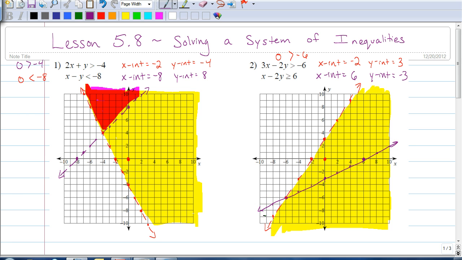Close enough. So again, I want to figure out which region it's going to be. It's either going to be in this one or it's going to be in this one. I don't know. So to figure that out, I'm going to pick a point not on the line. Again, (0, 0) isn't on the line, so I can use that. And I get the statement 0 is greater than or equal to 6. 0 is not greater than or equal to 6, so that means (0, 0) is not a solution. That means I would shade in the other region. So that would be the region down here.